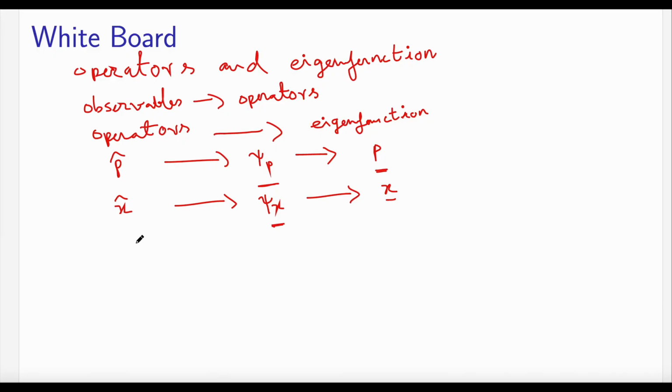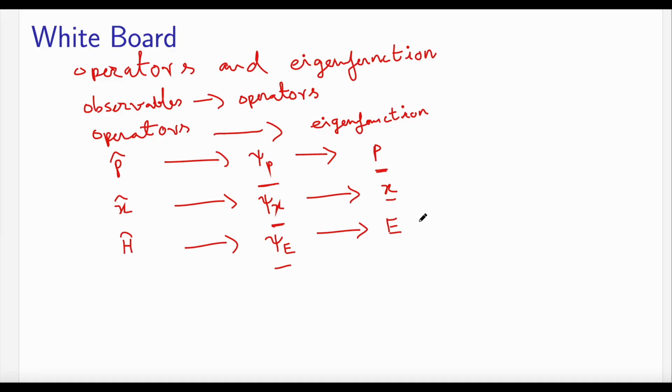Similarly, we can have the total energy operator. The total energy operator we know is this, and the eigenfunction we will be denoting by psi E. That means if a particle is in this state psi E, then whenever I am measuring the total energy of the particle, I will always get E. With certainty, definitely we are going to get only one value, and that is E.